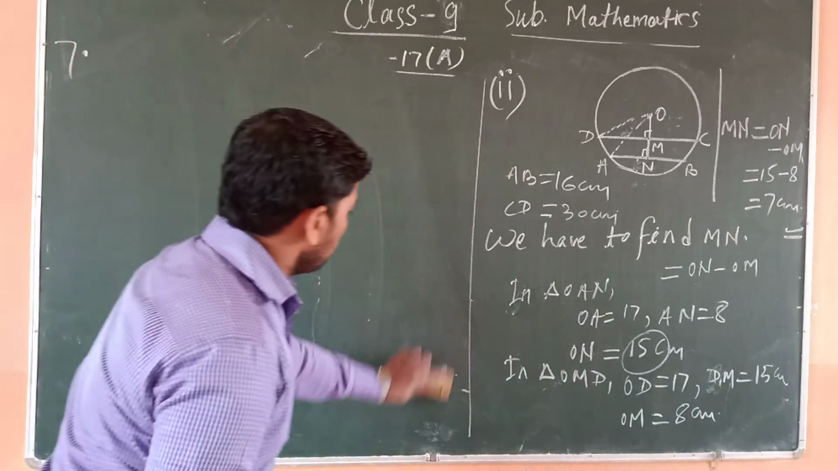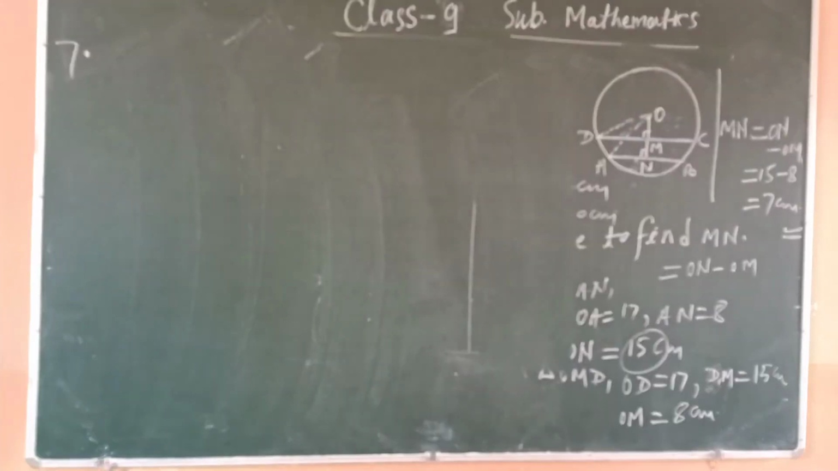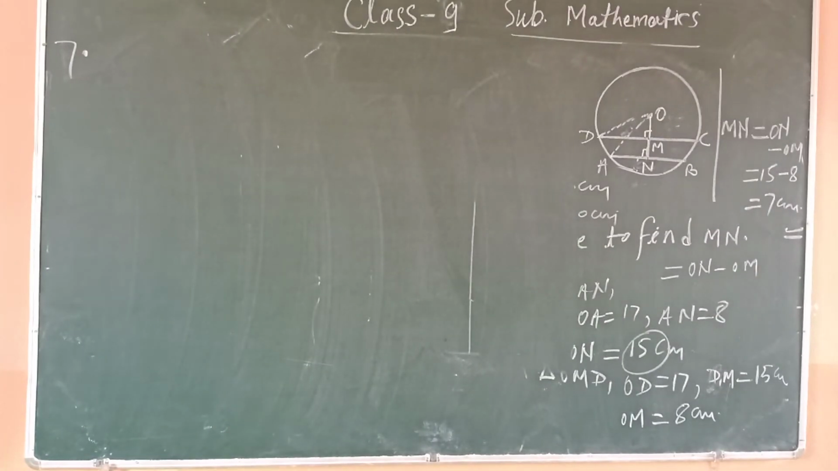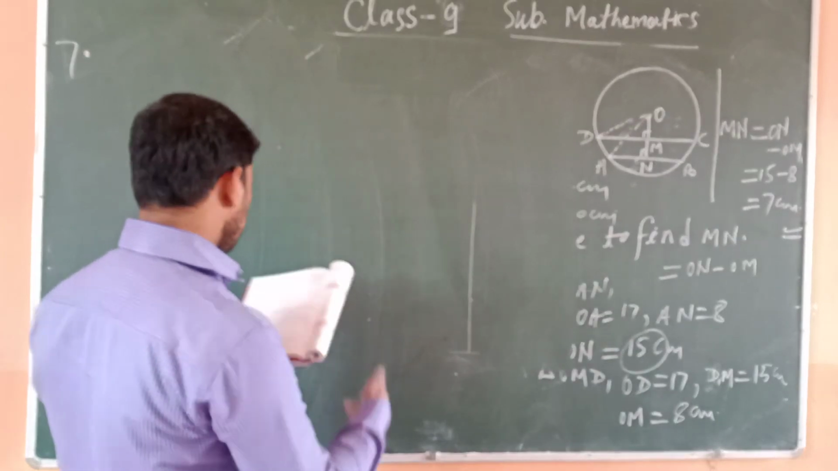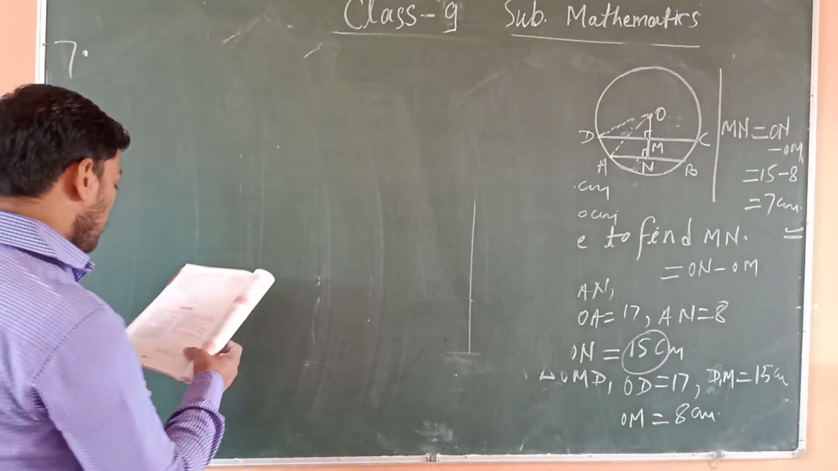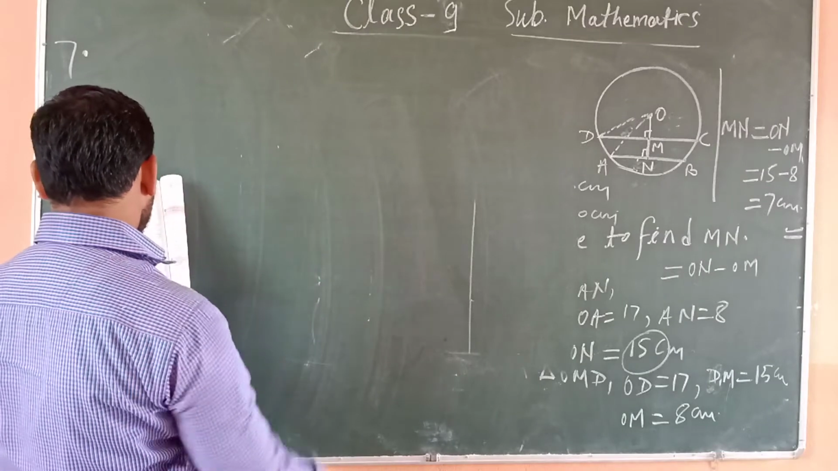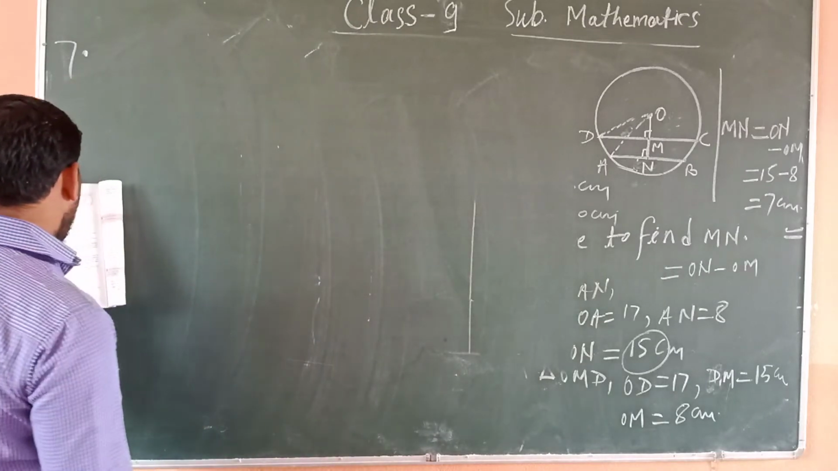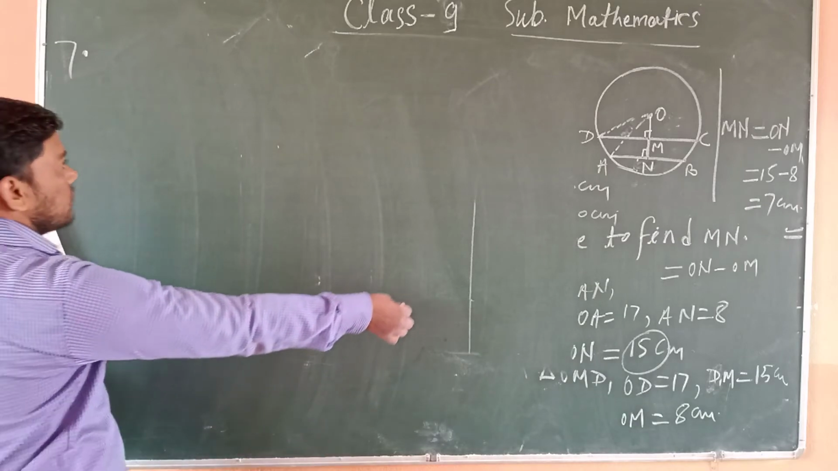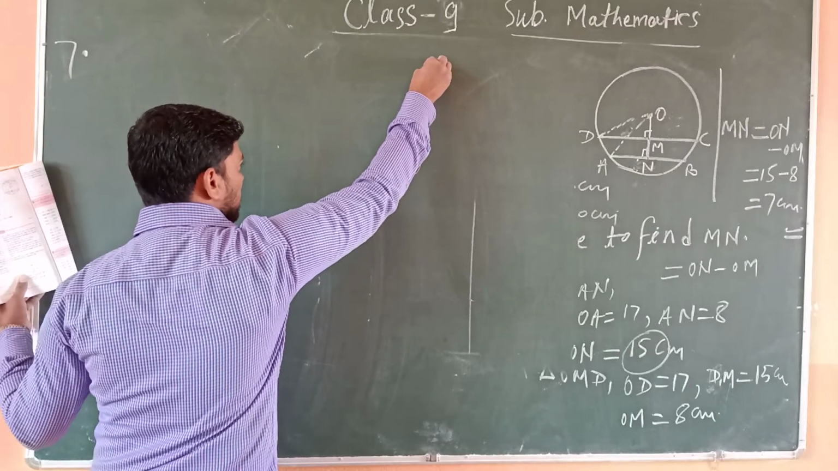Seventh question. Two parallel chords are drawn in a circle of diameter 30 centimeter and the length of one chord is 24 centimeter. The distance between the two chords is 21 centimeter. Find the length of the other chord. So let us draw a circle. See how to draw the figure.